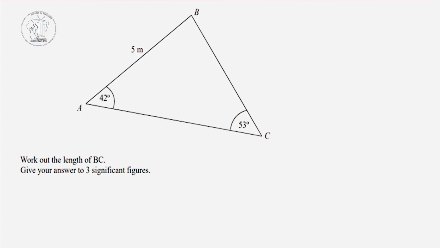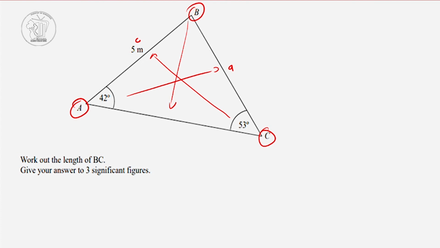So let's look at another example, final example. This one says, work out the length of BC correct to 3 significant figures. We'll give you the answer to 3 significant figures. So you want to find BC. We see B is here, C is here, so BC would be this line here. So let's label. We see A is here, so opposite A would be small a. C is here, opposite C would be small c. And B is here, opposite B would be small b.